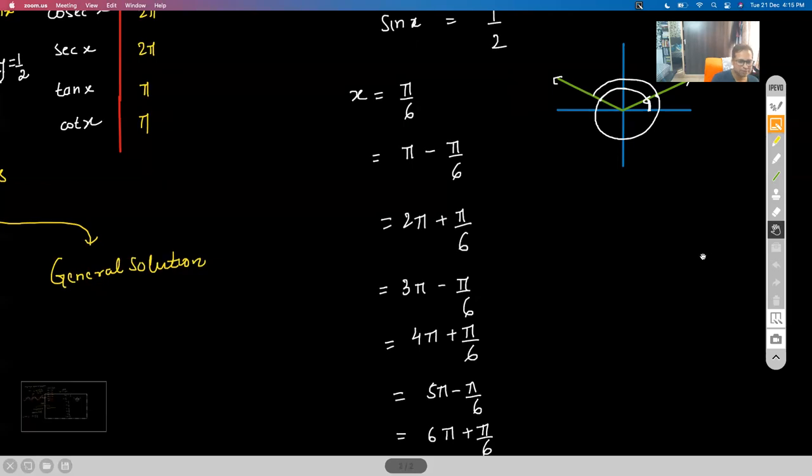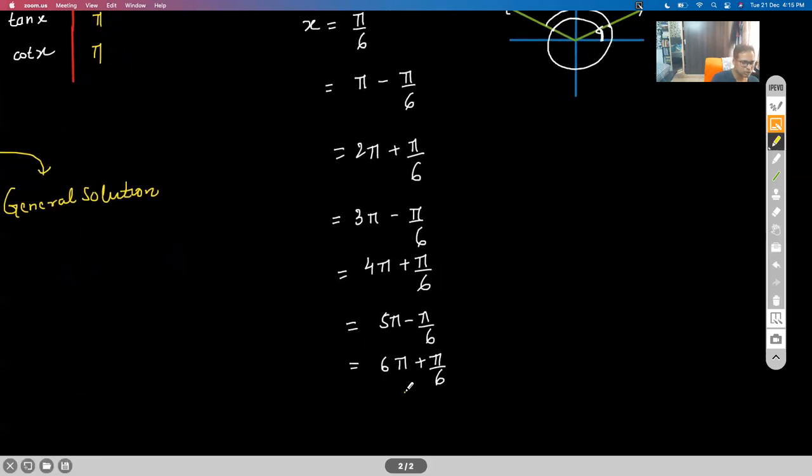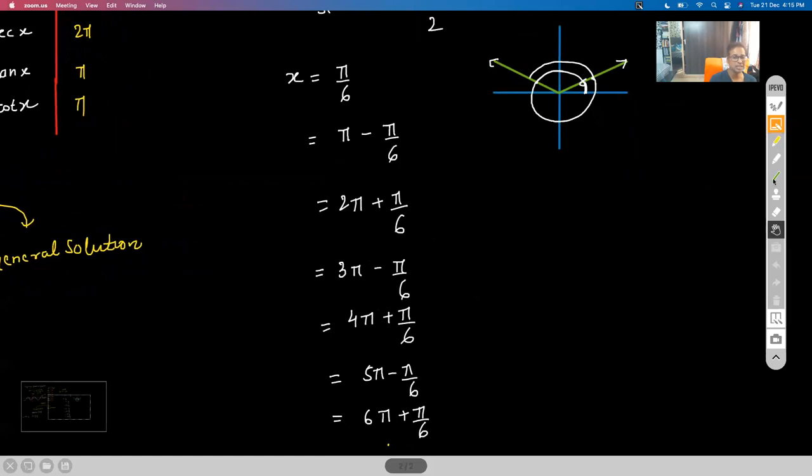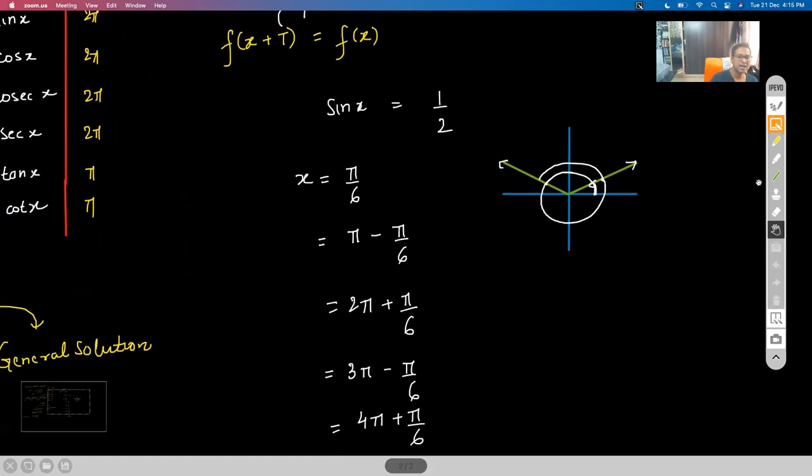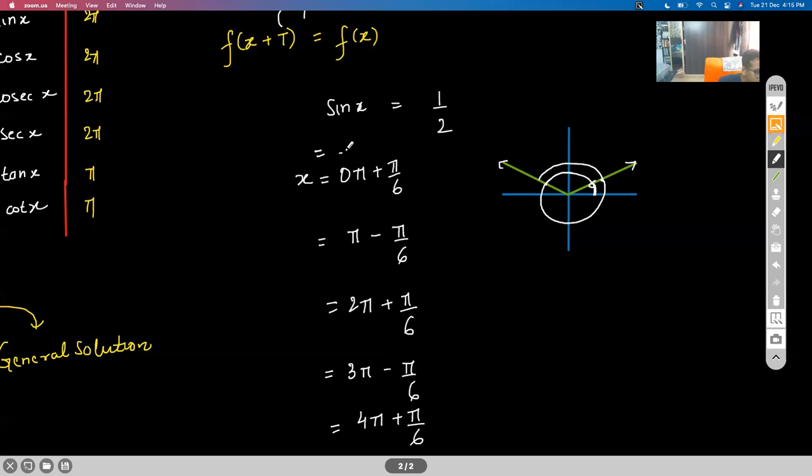Absolutely right. Okay, now see everybody, I'll just write a dot, dot, dot. Are you able to see a pattern in this solution? In fact, you can go actually back also. For example, this pi by 6, you can write it something like this: 0 pi plus pi by 6. And you can go back also. For example, you can have something like minus 1 pi minus pi by 6.